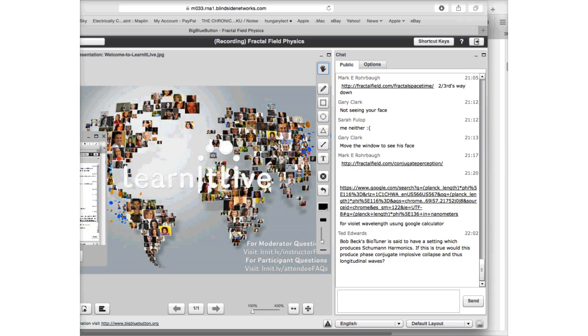Here we have something coming up in the chat window. Cool. Bob Beck's biotuner is said to have a setting which produces Schumann harmonics. If this is true, would this produce phase conjugate implosive collapse and thus longitudinal waves?